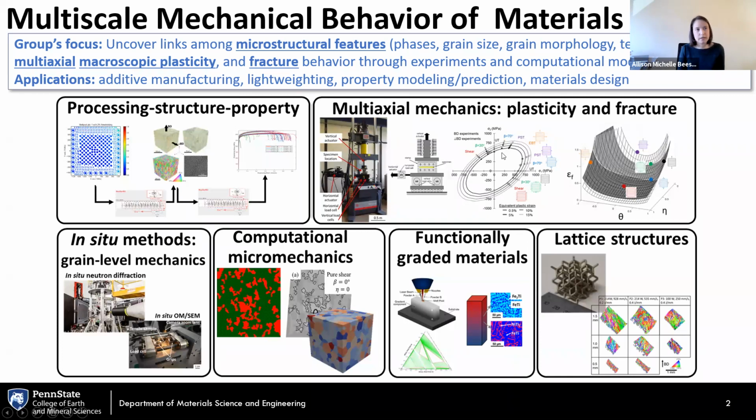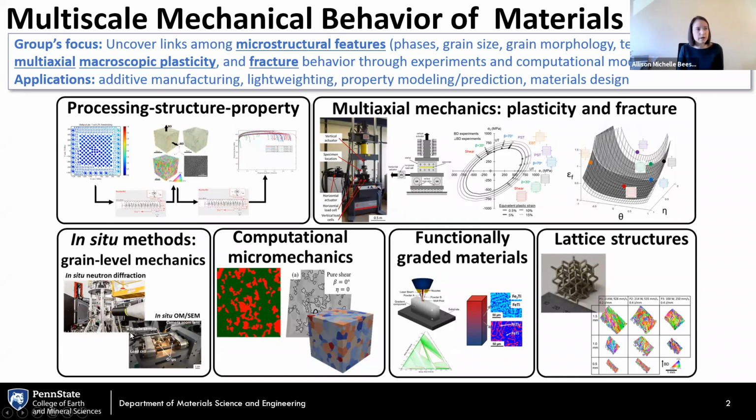So this image is just to represent that this lets us get information on plasticity, and that also lets us get information on fracture. And the idea is that we use those experiments to develop and calibrate plasticity and fracture models so that we can then predict and prevent failure in actual components. Some other techniques that we use are in situ methods to understand grain level mechanics.